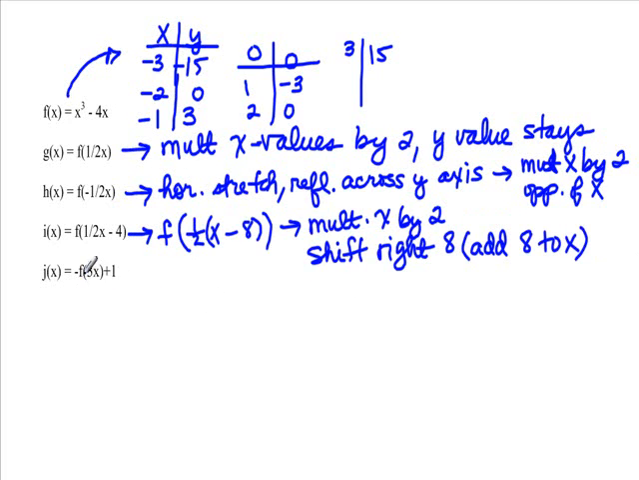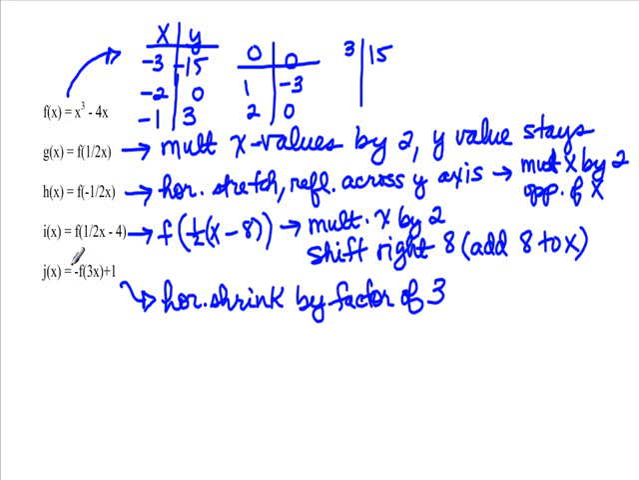Now what about negative f of 3x plus 1? What would that do to that original function? So we have an inside, the factor of 3 is actually going to shrink it horizontally. We would have a horizontal shrink by a factor of 3. What about the negative on the outside? That's taking the opposite of y, which is reflecting across the x-axis. And then lastly, the plus 1 moves the graph up by 1.